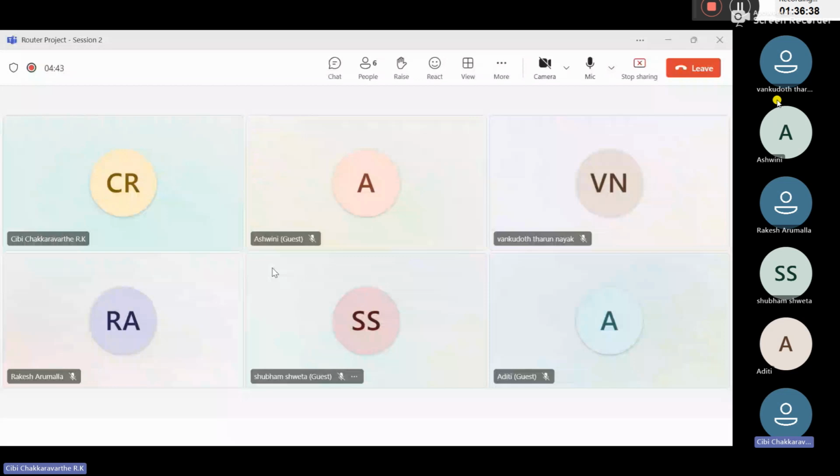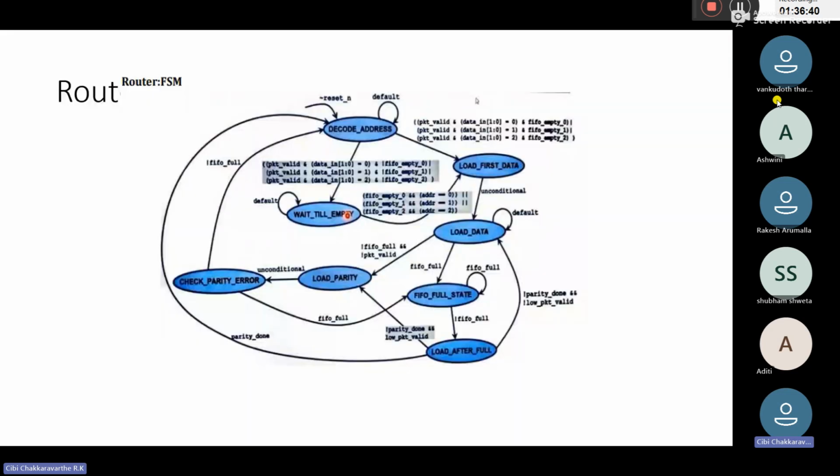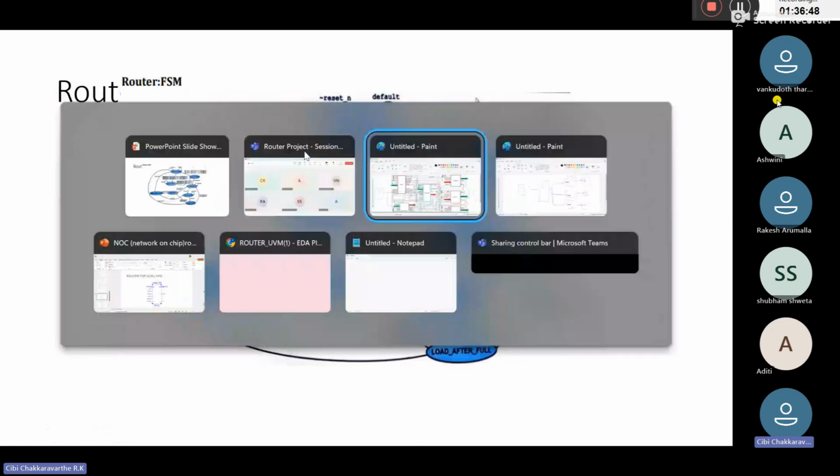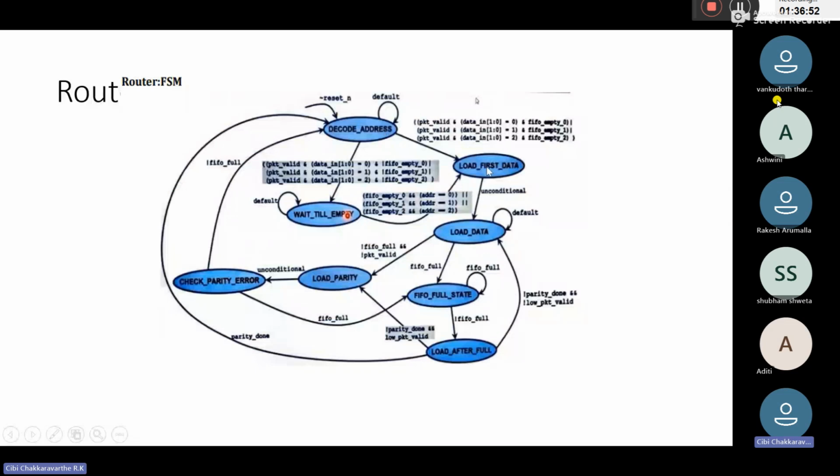Let's come to this. See this. What is the first state? It is decode address. So from decode address, we are moving to load first data. When we move to load first data, if our packet is valid and our data in is pointing to the 0th location, that is, the 0th destination, and if our FIFO is empty, then we are going to load the data.